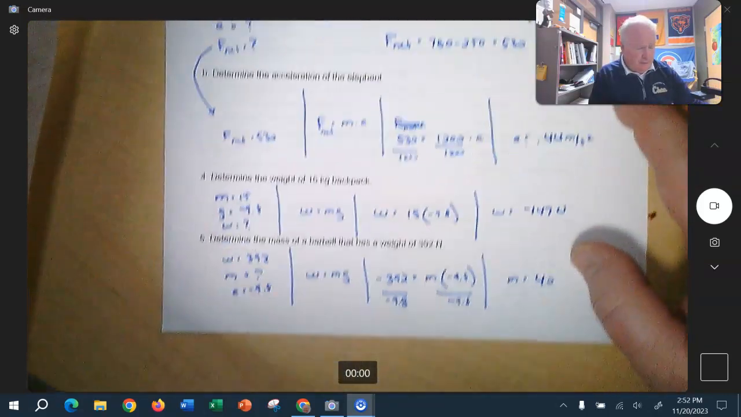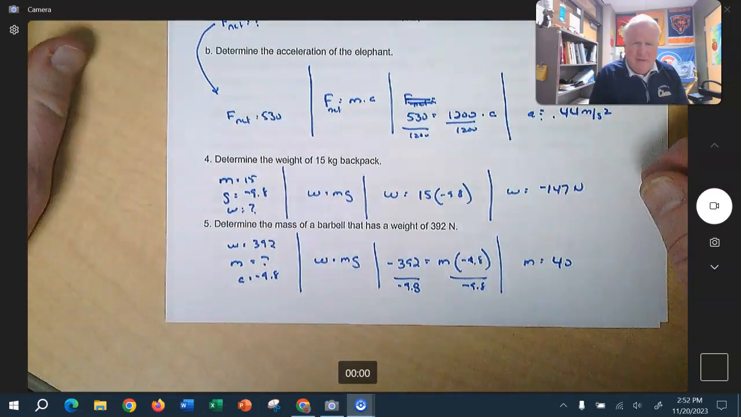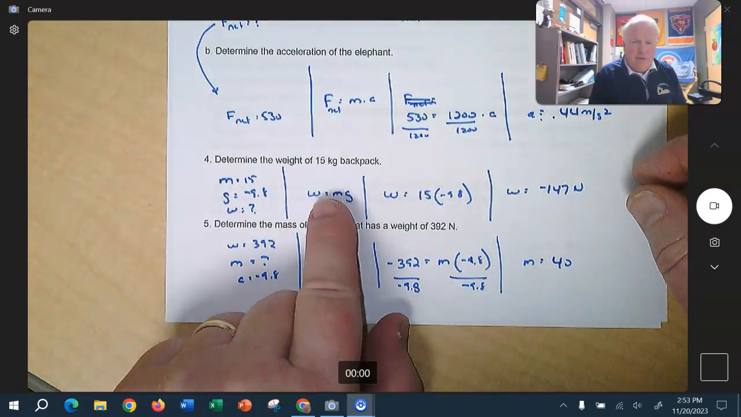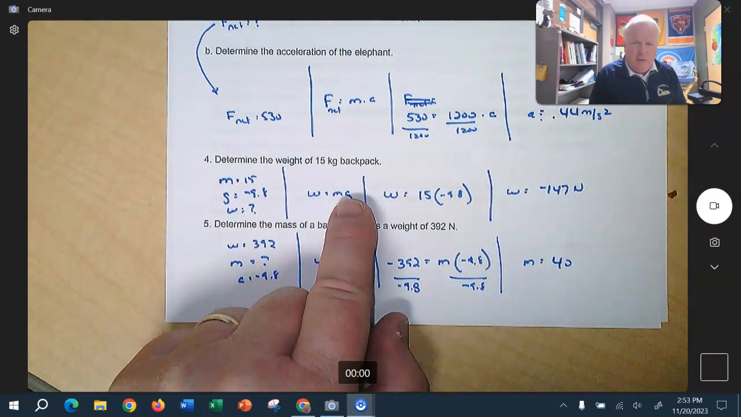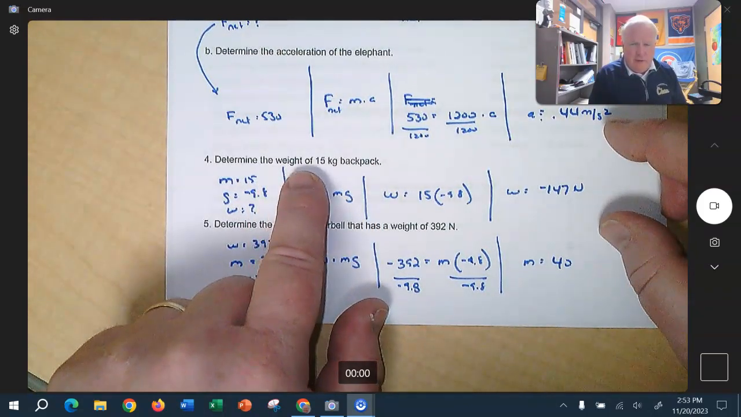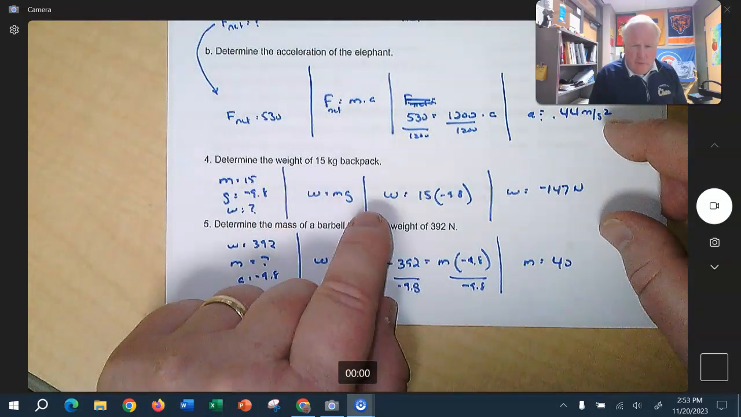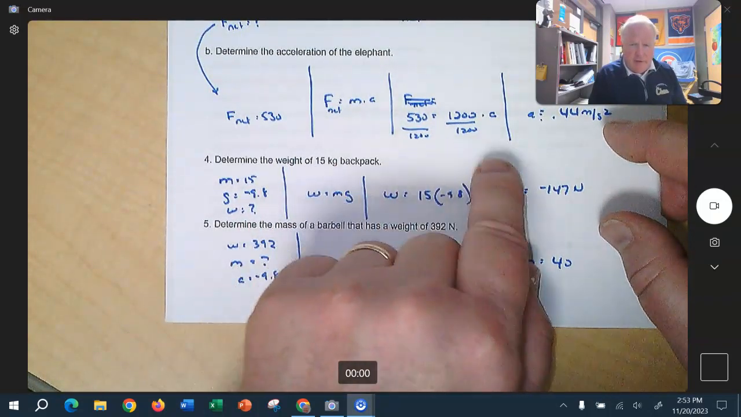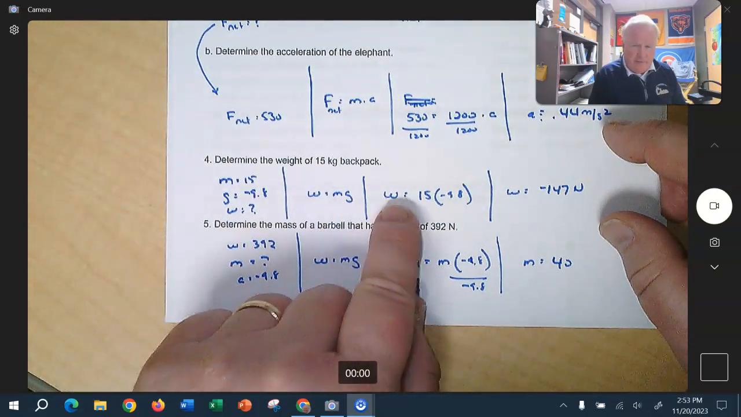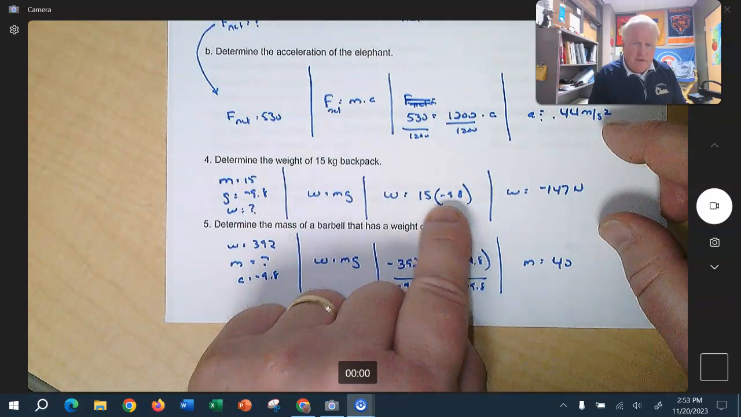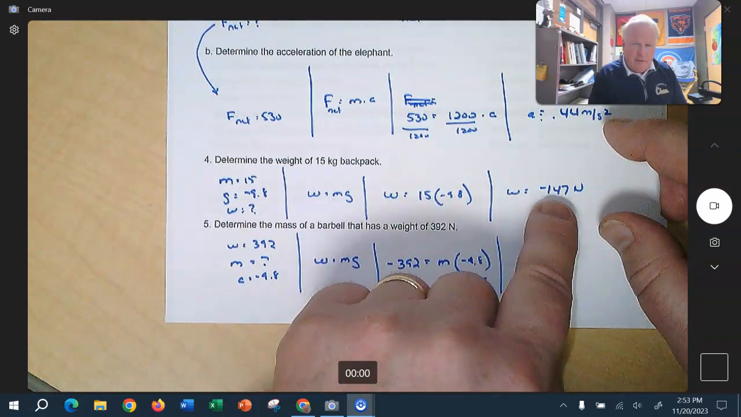The next 2 questions are about weight. Remember the definition of weight is mass times gravity. So remember we came up with 2 different ways. If they're asking you to find the weight of something without any other information about how big the Earth is or the radius, you'll use weight equals mass times gravity. First one's really simple. Put in the numbers and multiply them out.